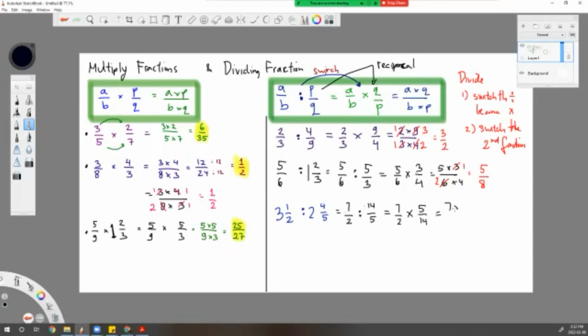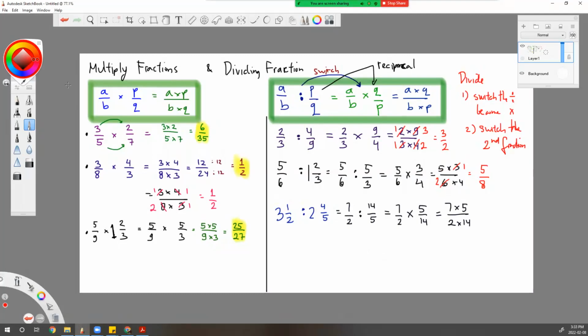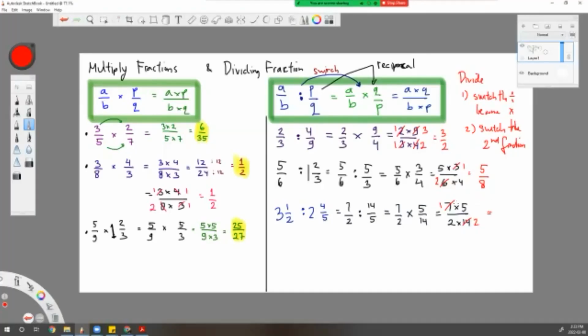Okay, so 7 times 5 over 2 times 14. You need to do it slowly at first. If you can do it fast, later on, you can do it fast. But to make it more understandable, you need to do the step-by-step method. Okay, now we can simplify. It's a good question. You can divide 7 by 7 becomes 1, 14 divided by 7 becomes 2, and cannot do further. 1 times 5 is 5, 2 times 2 is 4. If you want to make into a mixed fraction, okay, 1 and 1 over 4.